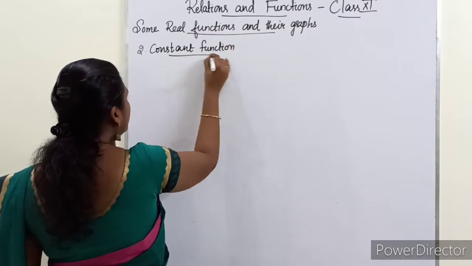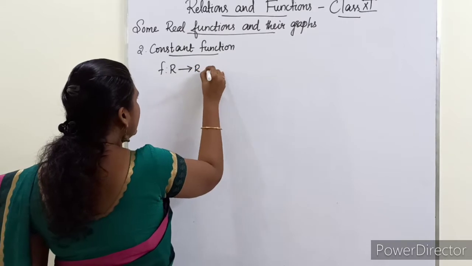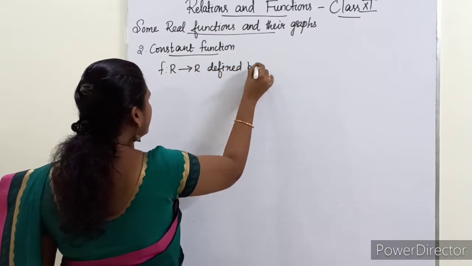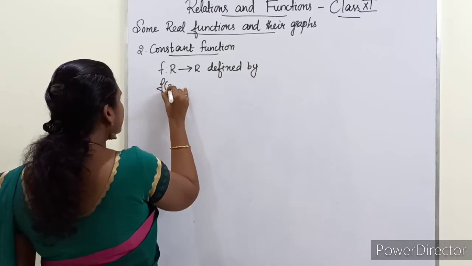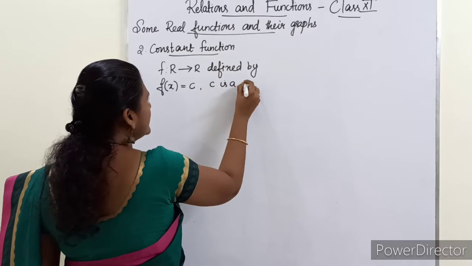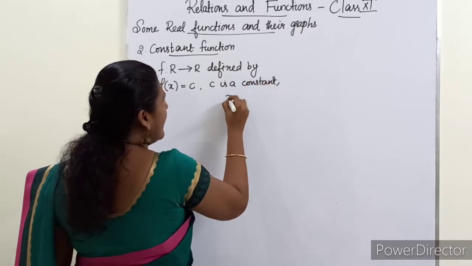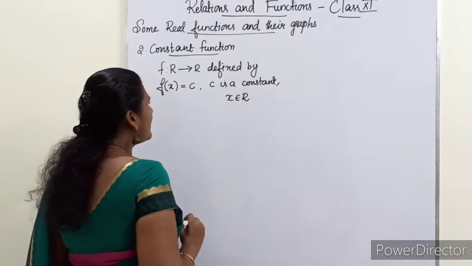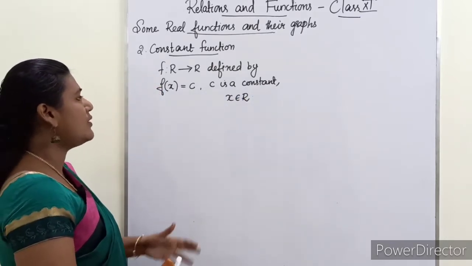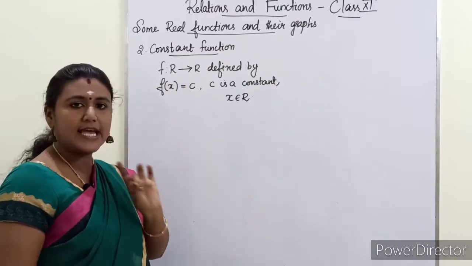So here f from set R to R is defined by f of x is equal to c, where c is a constant and x belongs to R. So this function is called the constant function. Here whatever values you take for x, the y value will be the same constant.